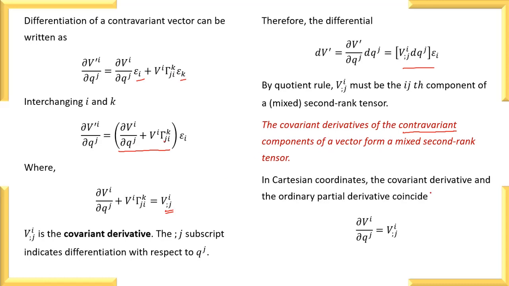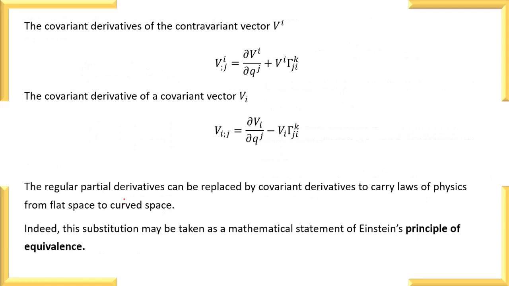Similarly, we can consider the covariant derivative of a covariant vector. Now in Cartesian coordinates, the covariant derivatives coincide with the ordinary partial derivatives, because we know that in Cartesian coordinates the Christoffel symbol Γ^i_jk goes to zero, and the covariant derivative will be the same as the partial derivative. We have seen that the covariant derivative of a contravariant vector can be written in this form, while the covariant derivative of a covariant vector can be written in this form. The difference is not obvious in the Cartesian system, because whether we take the covariant derivative or the partial derivative, this term goes to zero, so the difference between covariance and contravariance is not very evident in the Cartesian system.